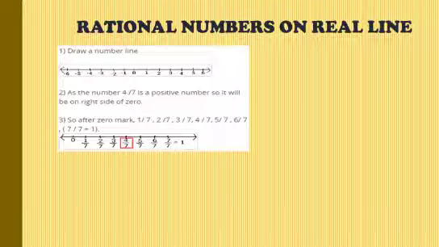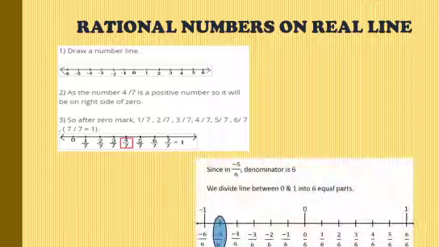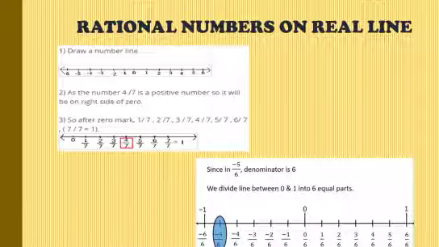Let's understand with one more example. In this we have to plot minus 5 by 6. So it is a negative rational number, and we have to plot it on the left hand side of 0. Here the denominator is 6, so we can divide 0 and minus 1 into 6 equal parts. Afterwards we can plot minus 5 by 6 on it.